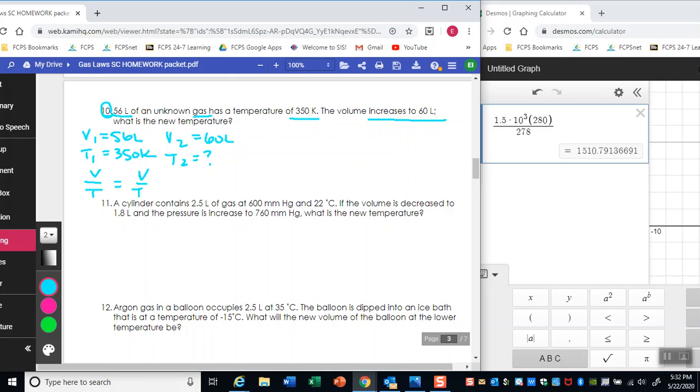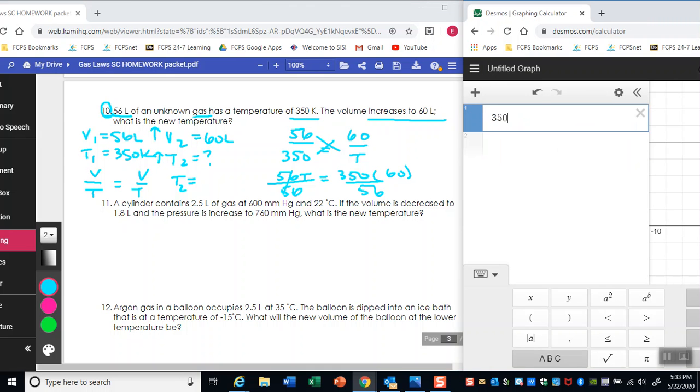And if the volume is going up, the temperature is going to go up. That's what directly related means. So let's see, I've got volume 56 divided by the temperature equals volume divided by the temperature. I'm going to cross multiply, so I get 56 times T equals 350 times 60, right? Then I want to divide by 56 on both sides. And so I get that my new temperature is going to be whatever that is.